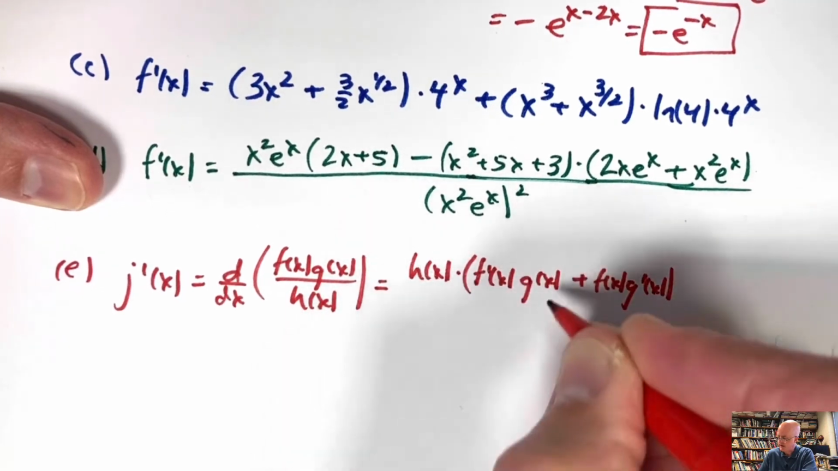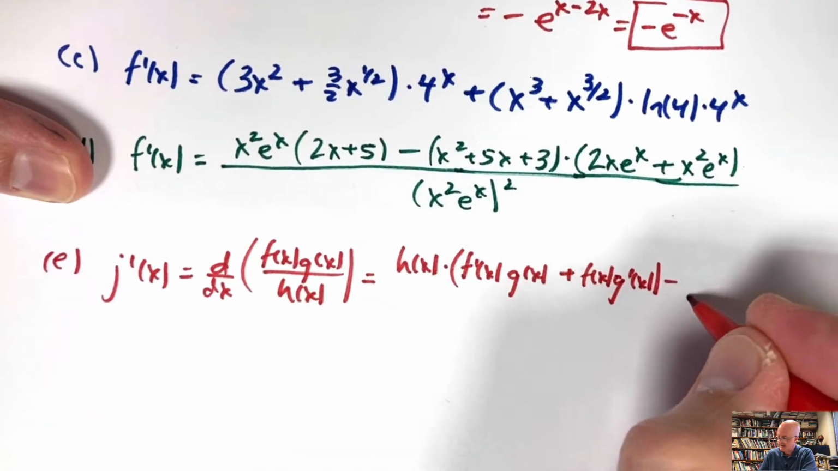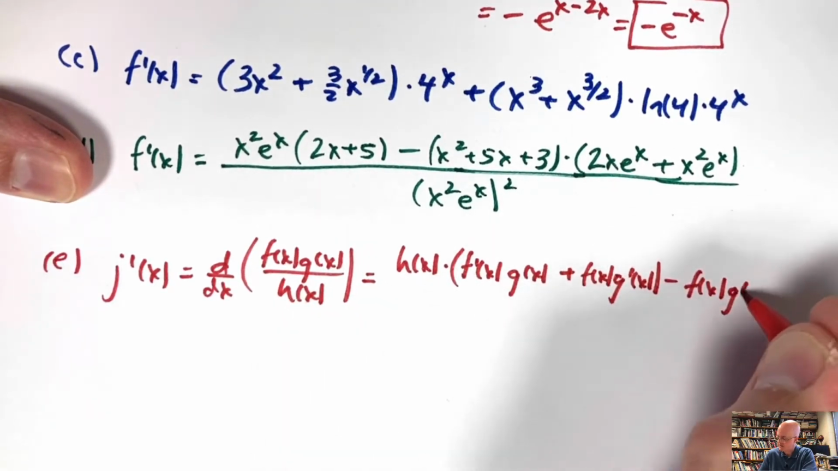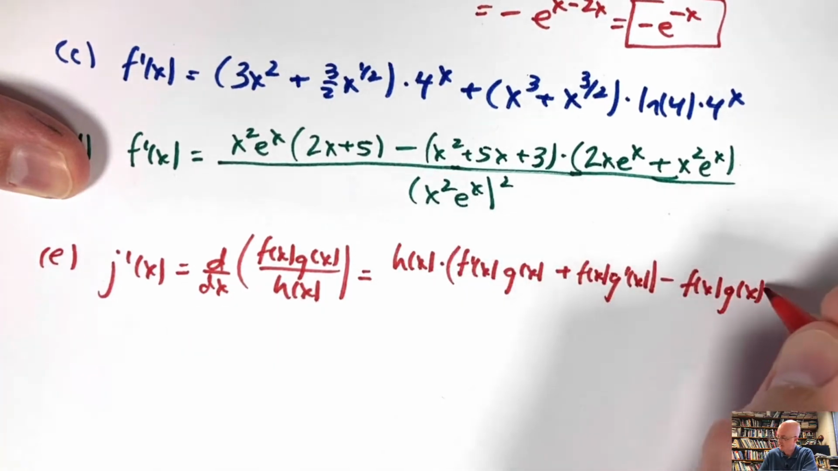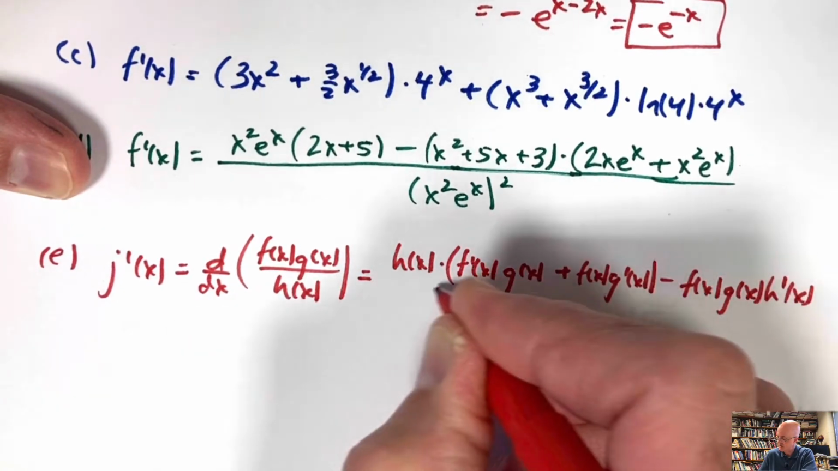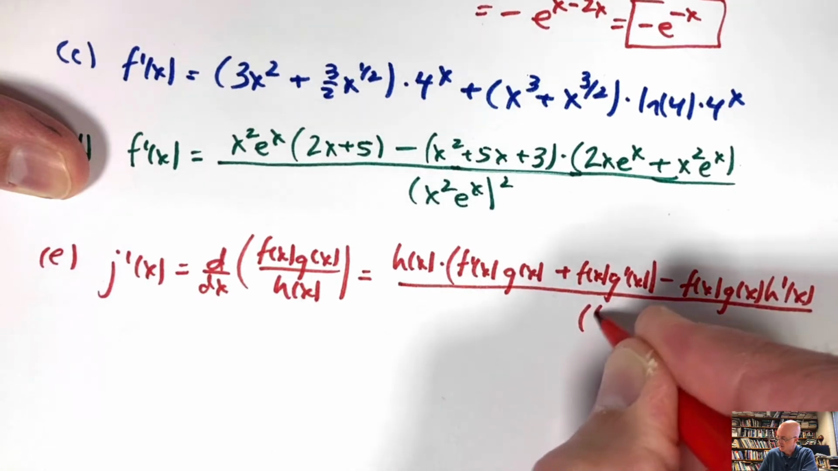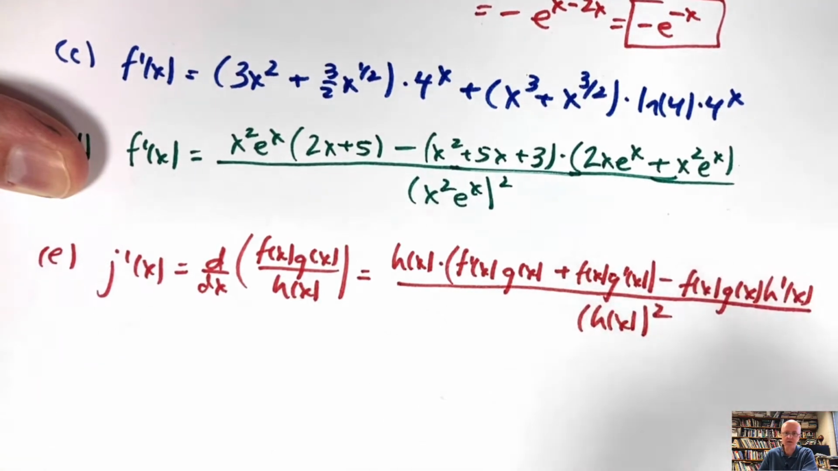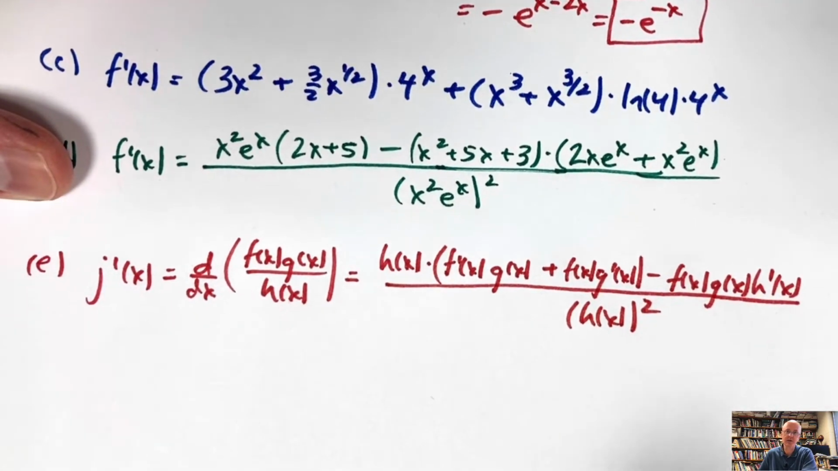So we got low d high minus high, f of x times g of x, d low means the derivative of h, right, h prime of x, over the square of what's below, h of x quantity squared. So an abstract situation here, but you definitely can do it.